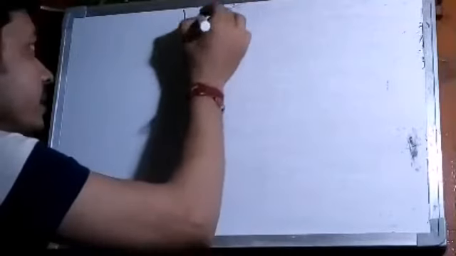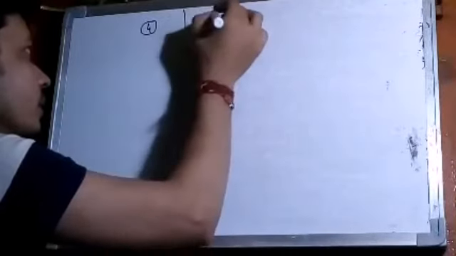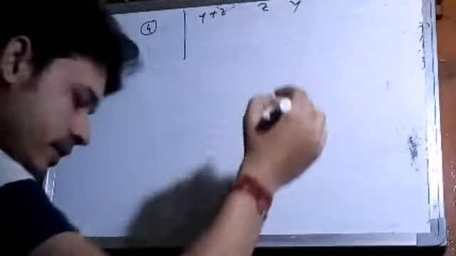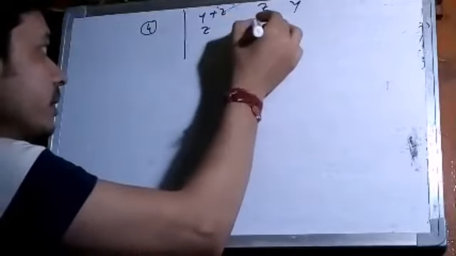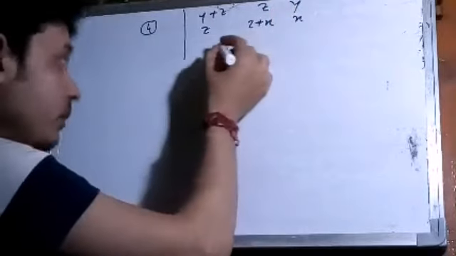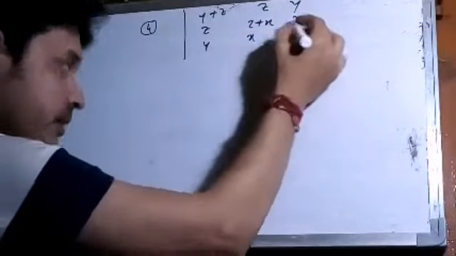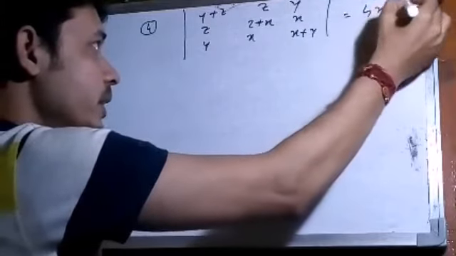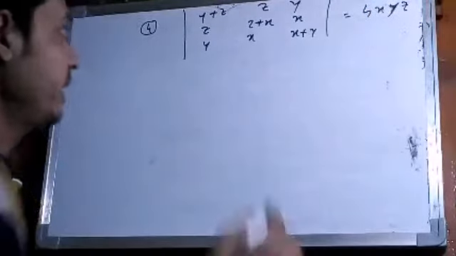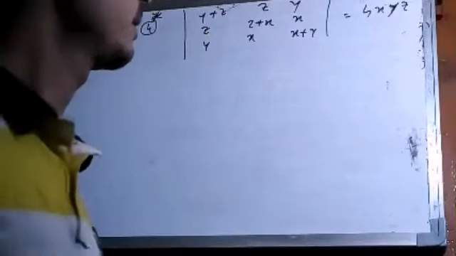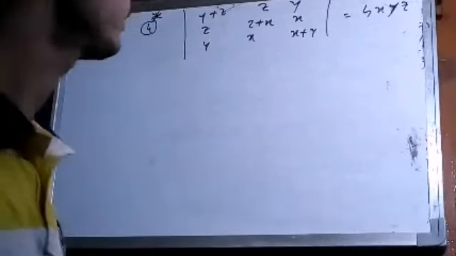Sum number 4, the determinant y plus z, z, y, then we have z, z plus x, x, then we have y, x, x plus y, and this determinant we have to prove equals 4xyz. This is a very important determinant for any exam, school exams or board exams.